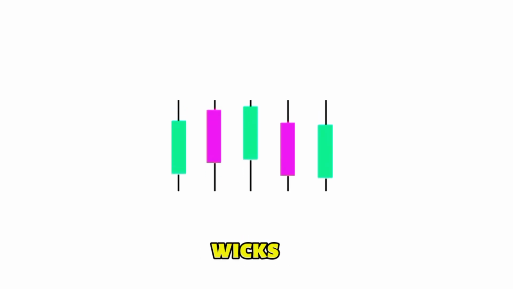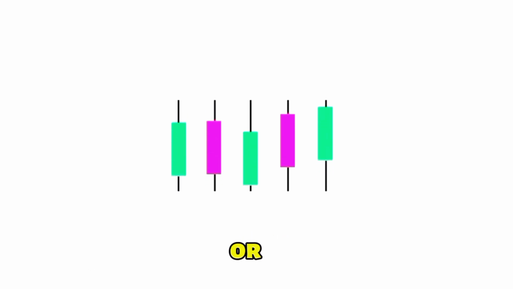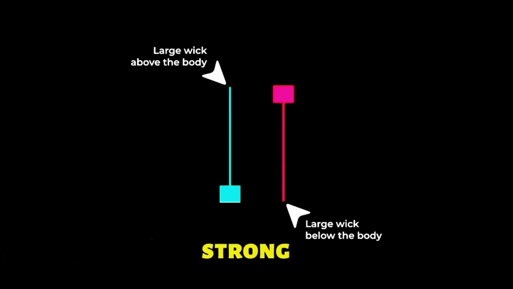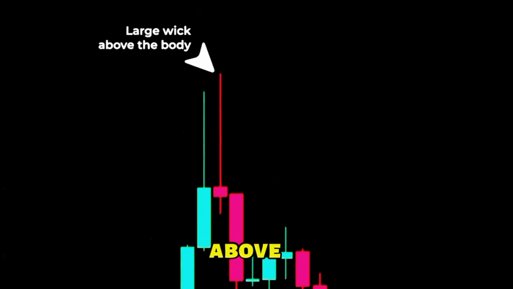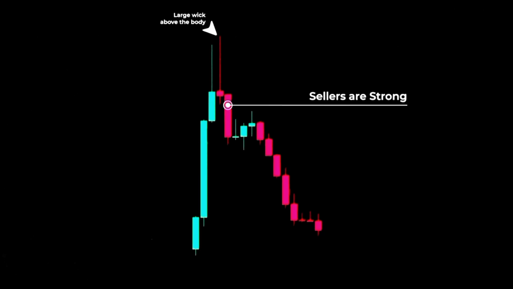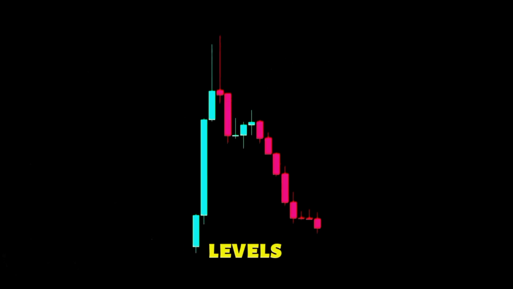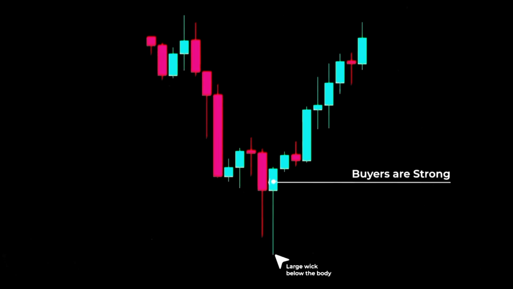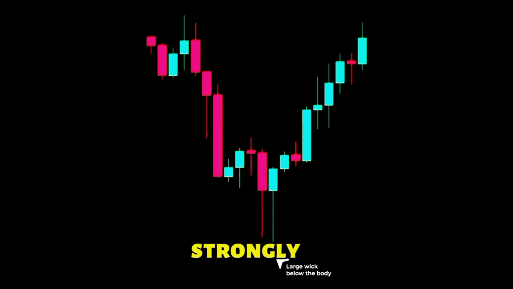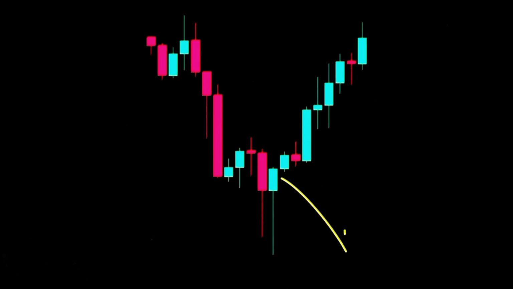Concept 2: large wicks. Whenever we spot a large wick above or below the body, it gives us a strong clue about the price action. If we spot a large wick above the body, it shows us that the sellers are strongly selling on these levels. For the price to move higher, the buyers will need a lot of effort. Similarly, if we spot a large wick below the body, it shows us that the buyers are strongly buying at these lower levels. If the sellers want to move the price lower, they must overcome these buyers.